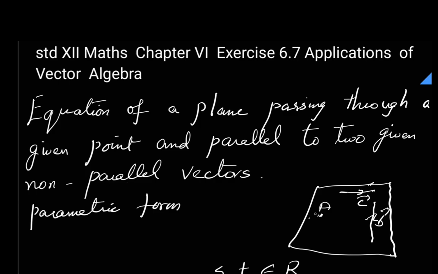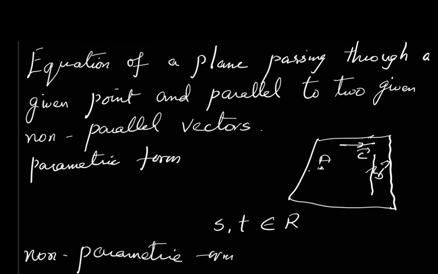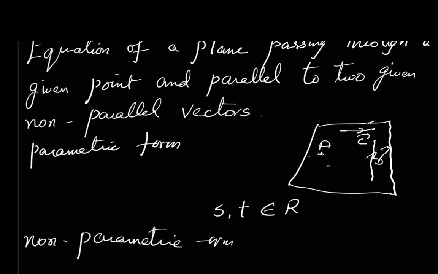The plane is passing through the point A and is parallel to two vectors. One vector B is parallel to this side and the other vector C is parallel to this side. But B and C are non-parallel vectors. That is given. Let A be a point whose position vector is vector a, and let me take an arbitrary point P on the plane whose position vector is vector r.